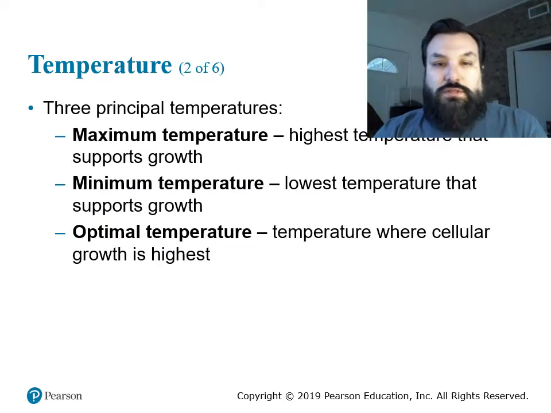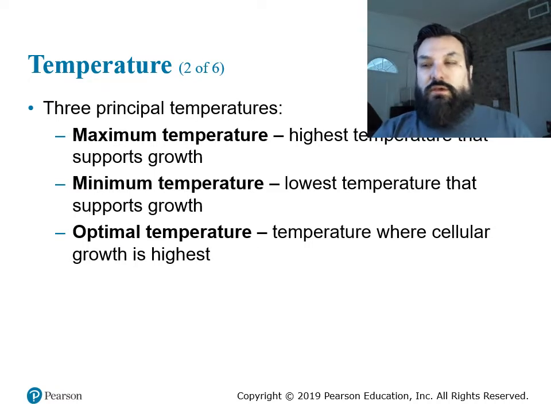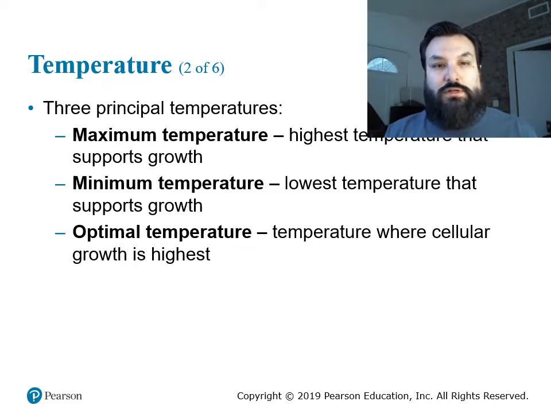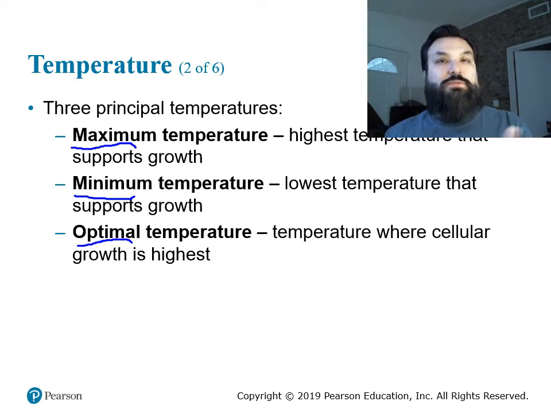Okay, so here are three major temperatures that you see in the growth of a living organism: what we call the maximum temperature, the minimum temperature, and the optimal temperature. Maximum, minimum, and optimal. The maximum temperature is the highest temperature that supports growth of an organism.